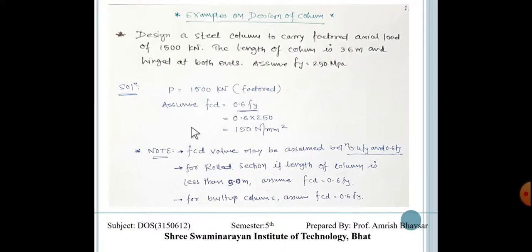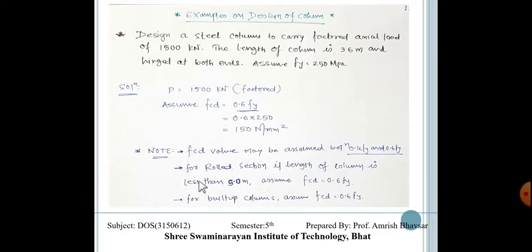First of all, we have to find out the required area, and for that we need FCD, but that is not given in this case. So we have to first assume our FCD, and it is 0.6 Fy. So it is 150 Newton per mm square.